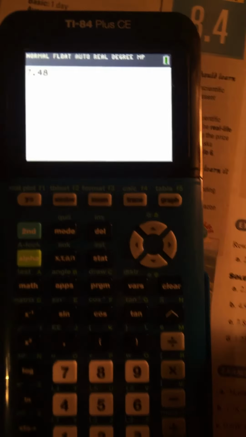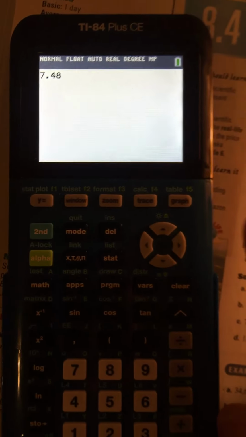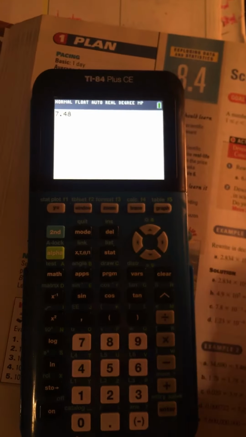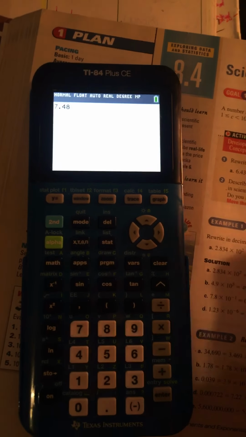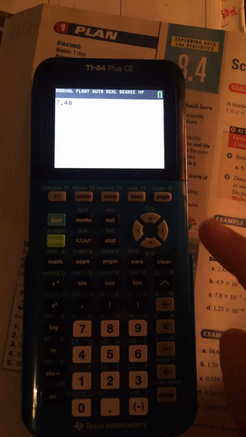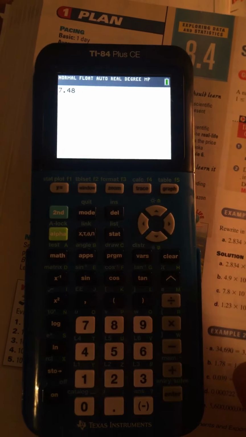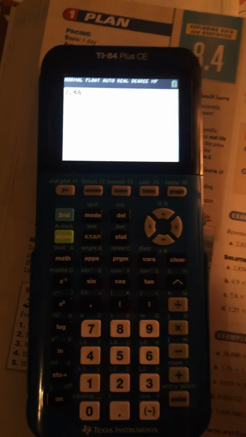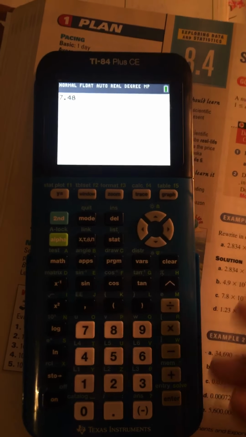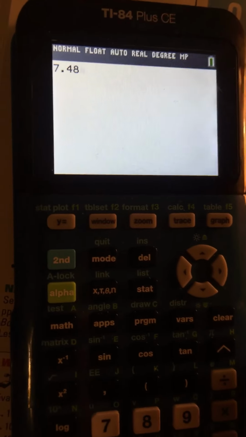Now I say times 10. Now I don't do times 10. I've had students do that, and you'll end up getting the wrong answer. Because sometimes it works, but sometimes you'll get the wrong answer. And the reason why is your calculator won't recognize this as one number. It'll think of it as two numbers, 7.48 times 10 to an exponent. So then when you're doing math, it will do math on part of the number and not the whole thing.